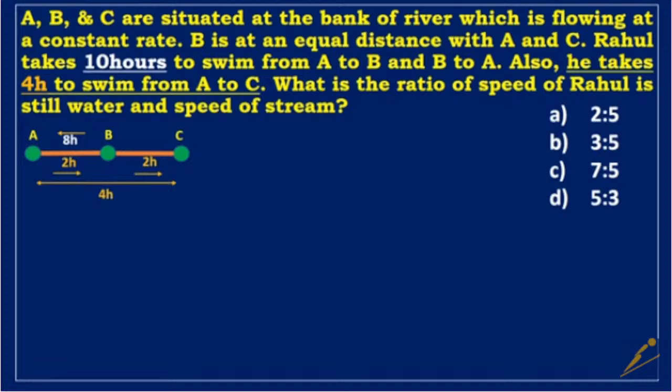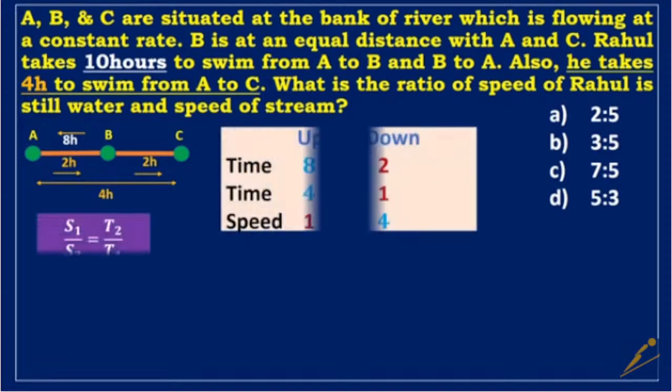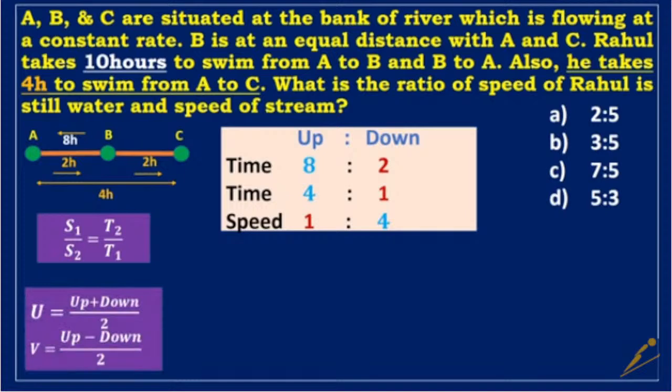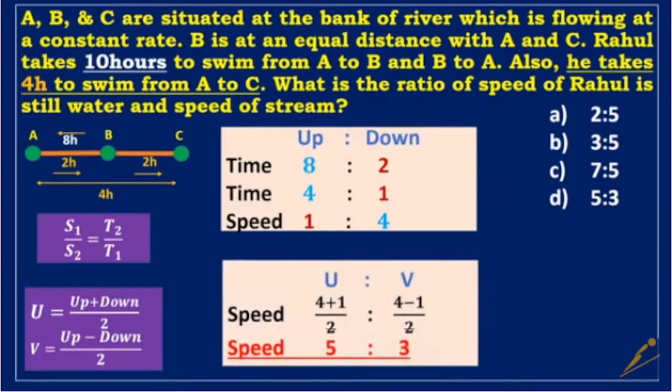Upstream and downstream have a time ratio of 8 to 2, or 4 to 1. Speed, on the other hand, is inversely related to time. The ratio of upstream to downstream speed is 1 to 4. We can calculate Rahul's speed in still water by taking the average of these two speeds. We may calculate the speed of the stream by taking the difference between these two speeds and dividing it by 2. The ratio of Rahul's speed to the speed of the stream is 5 to 3.